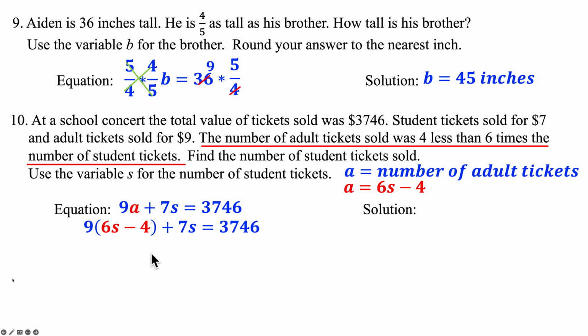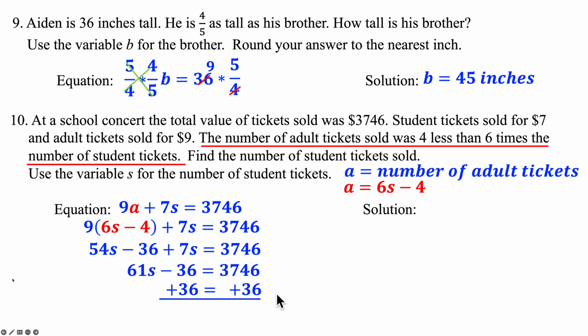Here we have to distribute the 9 because of the plus 7S, so that gives me 54S. 9 times minus 4 is minus 36. Combine our S terms, gives me 61S minus 36. Add over the 36. 61S is going to equal the 3,782.